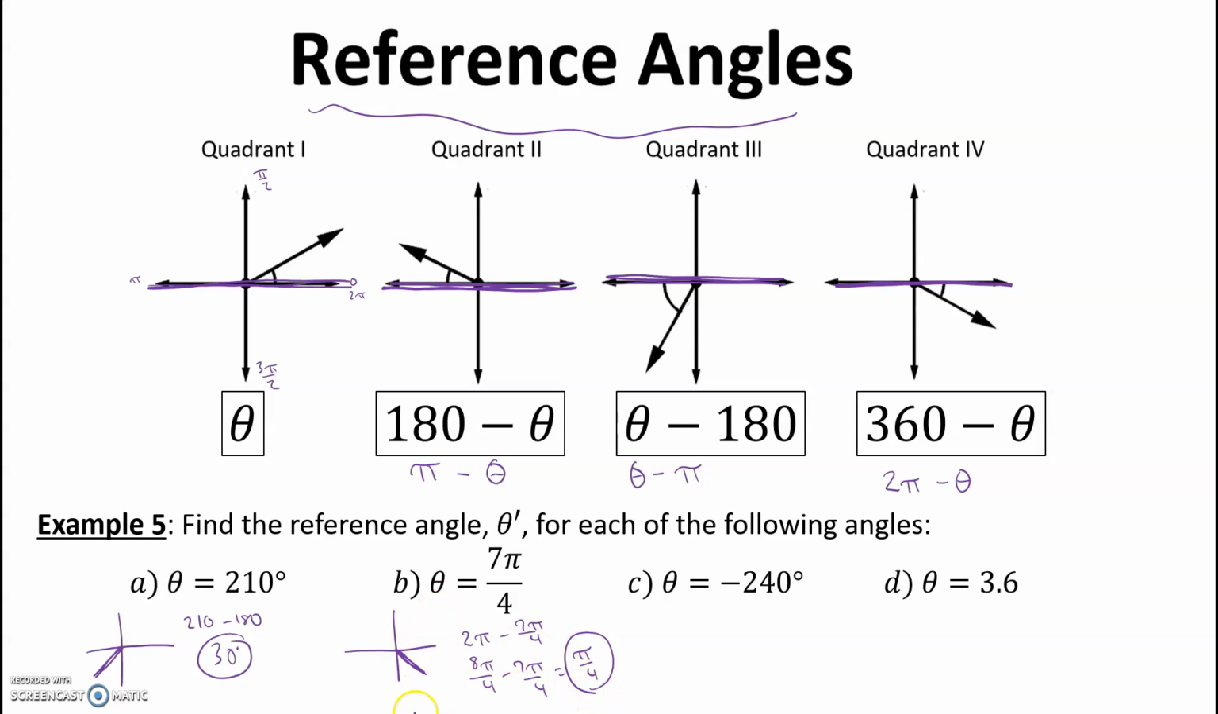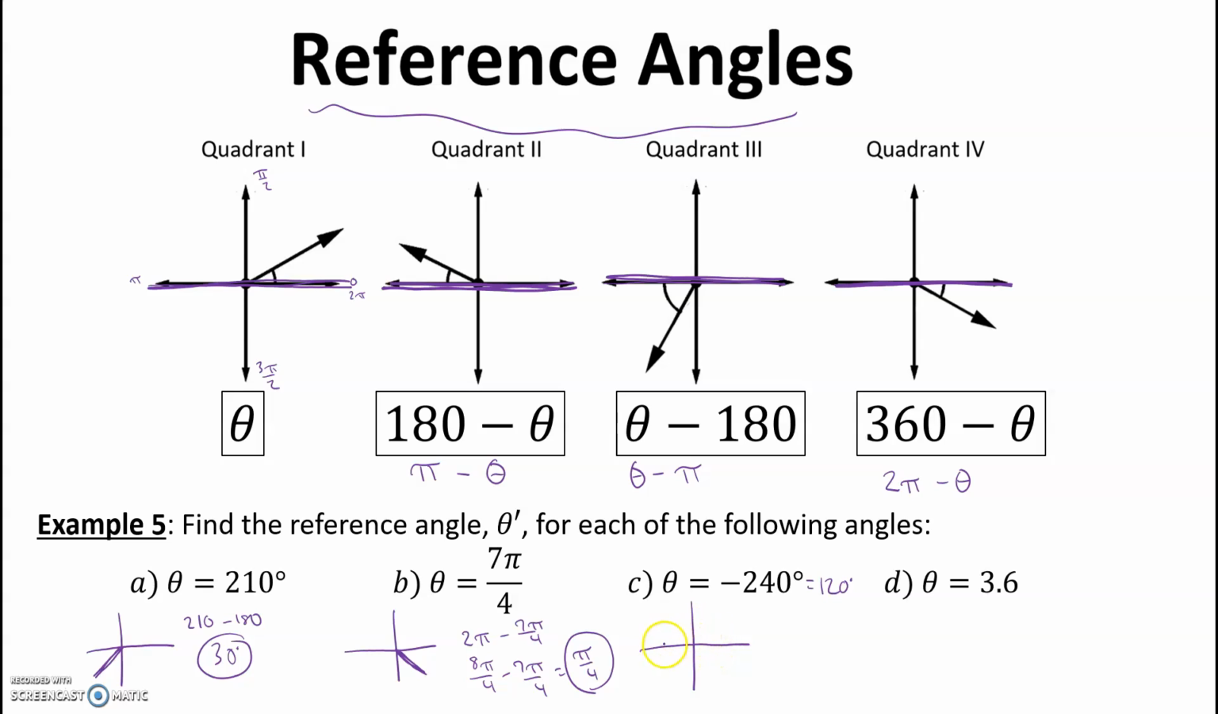Our reference angle will be pi over 4. Negative 240, let's go ahead and make this positive. So we're going to add 360. Let's find that coterminal angle. So if we add 360, we're going to get 120. So it's the same as 120 degrees. It's coterminal with 120 degrees.